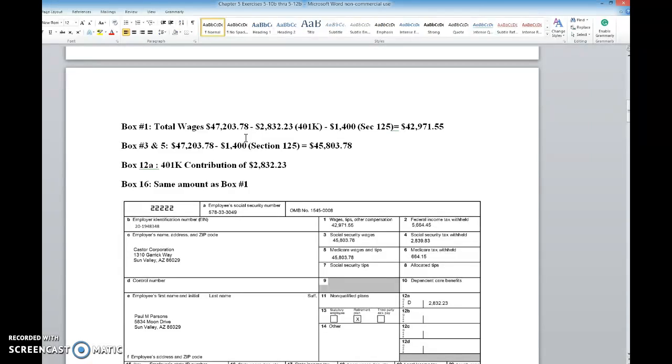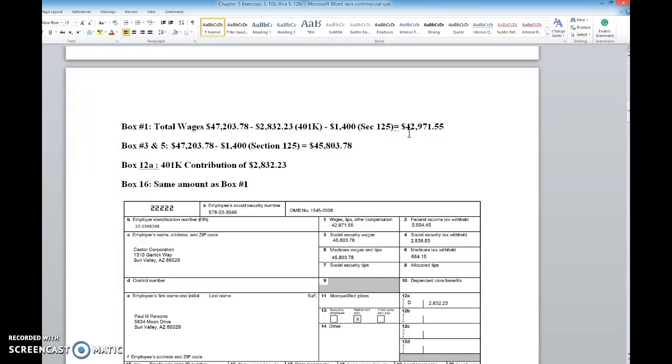So in box number 1, we're going to take the total wages, $47,203.78. We're going to take off what the employee contributed in 401k, which in this case is $2,832.23. We're also going to subtract off the Section 125 contribution of $1,400. So the employee's wages for box 1 would be $42,971.55. On box number 2, the federal income tax withheld is given to us.